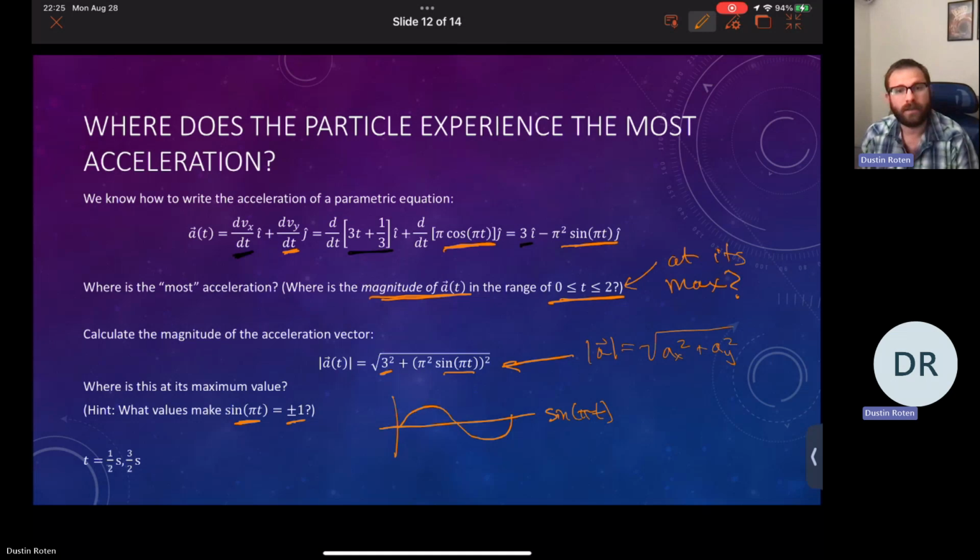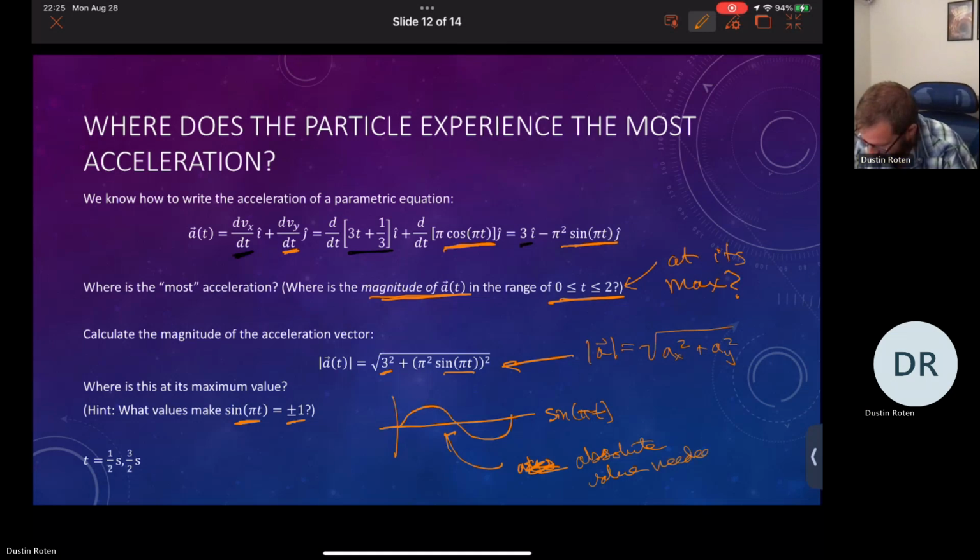Because it's squared in the quadrature here, we want the absolute value. Okay, absolute value needed. And that's just because it's squared up here. So essentially, we want to know when it's 1 or -1 because the squaring will turn the -1 into +1.